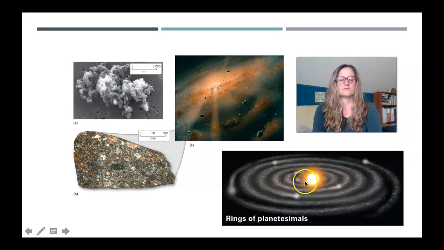There's our sun in the middle, and then each of these rings were rings of planetesimals, and the planets were orbiting the sun, the planetesimals, and assimilating those bits of fragments.